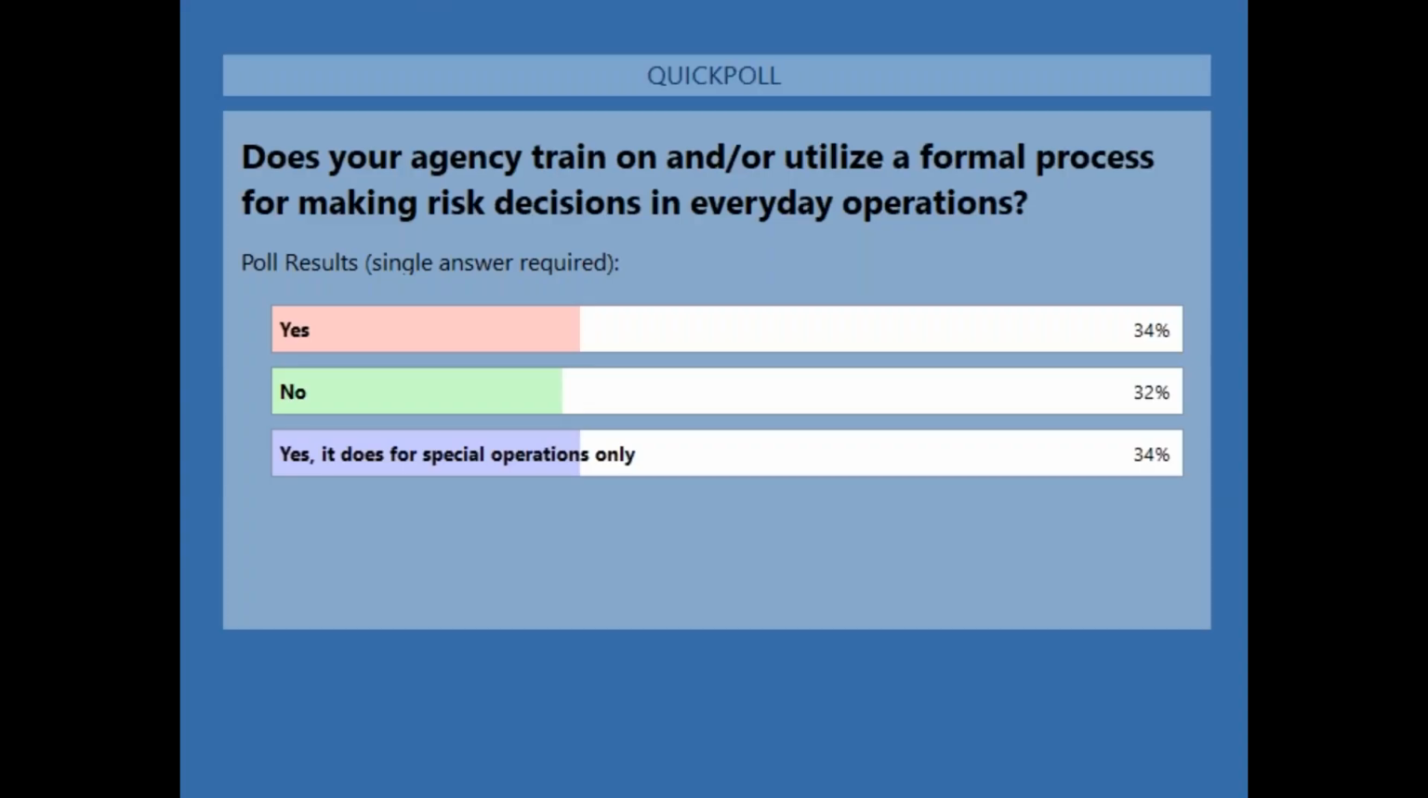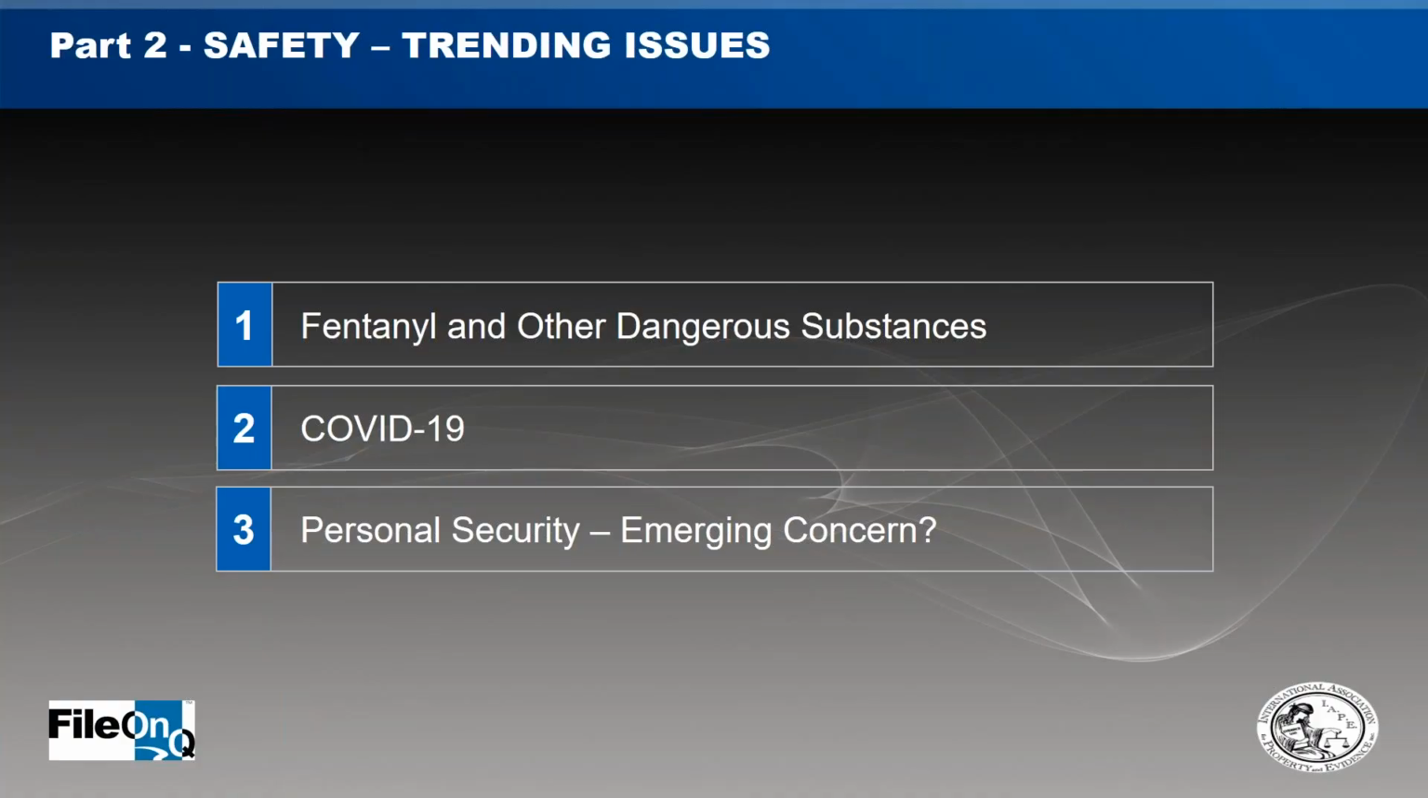So it looks like we got about almost a split on the yes and no's there. It's like a third of everything. So yes, 34%, no, 32%. And yes, it does for special operations only, is 34%. So very interesting results, actually. Okay, I'm going to hide those results, Bo. I'm going to pass it back to you.